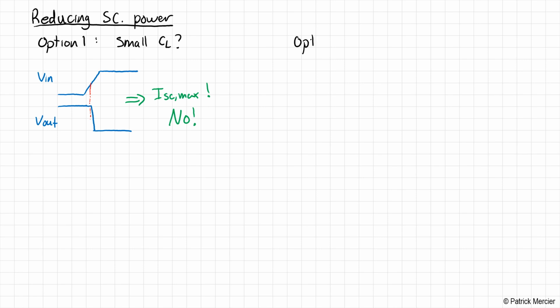So if using a small load capacitance was not good, why don't we try the opposite? Why don't we try a large load capacitance? Let's look into this again. Let's say V in is our usual ramp here, ramping up something like this. Now V out, if we use a large load capacitance, is going to ramp down very slowly because it has a lot of capacitance to discharge.